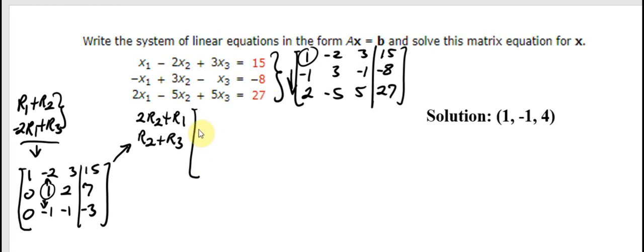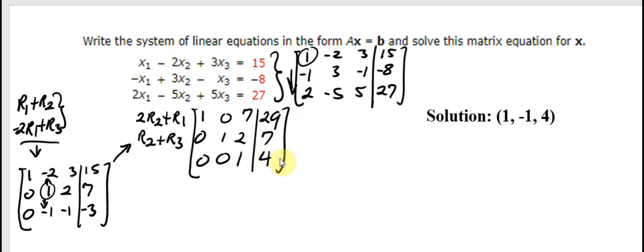So let's see, we're saying 2 times row 2 plus row 1, so this is a 1, 0. We get 4 plus 3, that's 7. And then 2 times 7 is 14, plus 15 is 29. Row 2 stays the same. Now we're just adding row 2 to row 3. So this is 0, 0, 1, and 4.